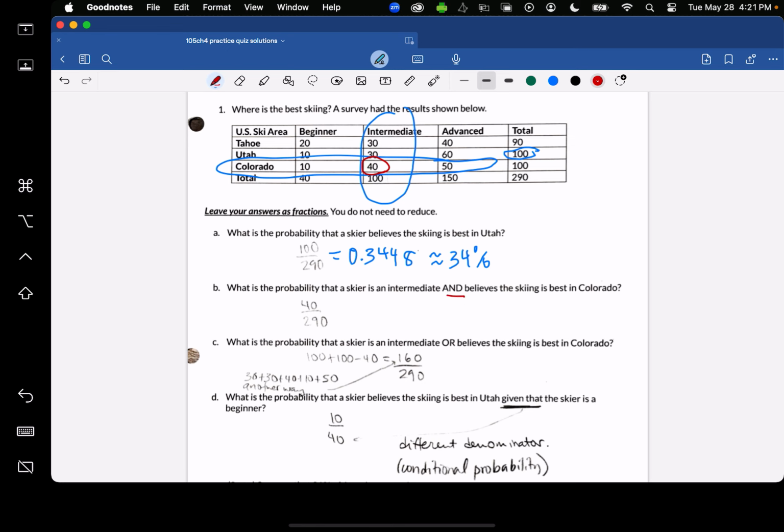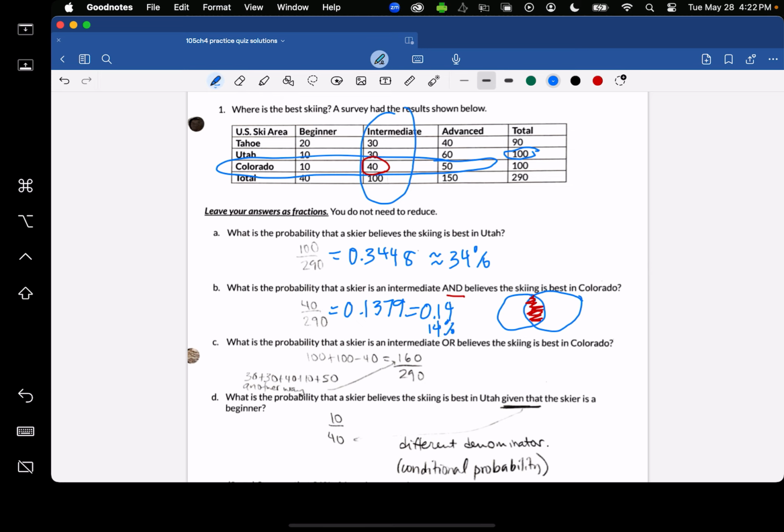So the "and" comes from where two circles overlap. The "and" is the intersection of the two circles. You have to meet both criteria. So only 40 people said, yes, I'm an intermediate, and yes, the skiing is best in Colorado. 40 out of 290 is 0.137. So I'd say 0.14 or 14%.